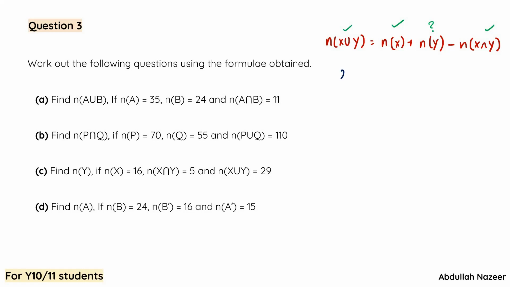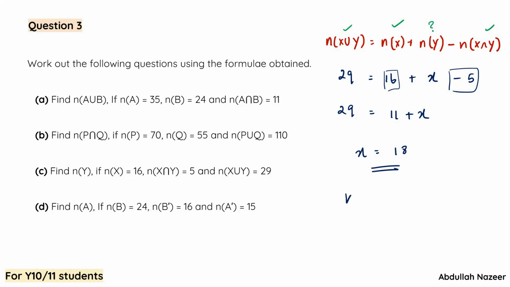n(X union Y) is 29 and n(X) is 16, n(Y) is unknown, so let's make it X, and the intersection set is 5. So I can simplify this as 16 minus 5. I can subtract these two, 16 minus 5, and I get 11. 11 plus X. So if I subtract 11 from the other side, X is equal to 18, which means n(Y), the number of elements in Y, is 18.